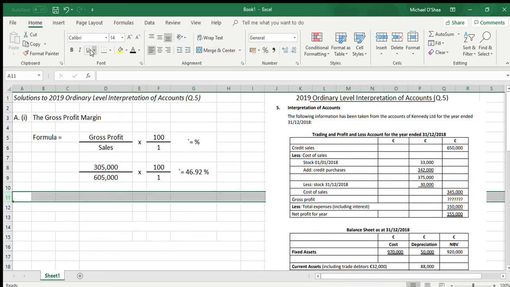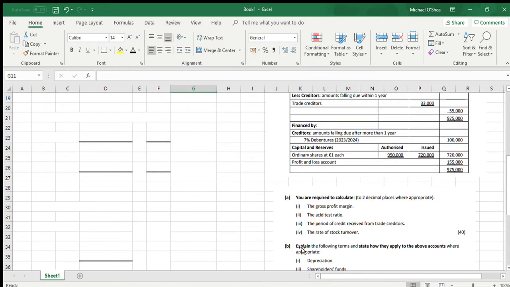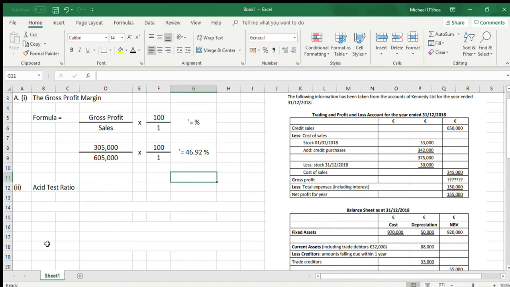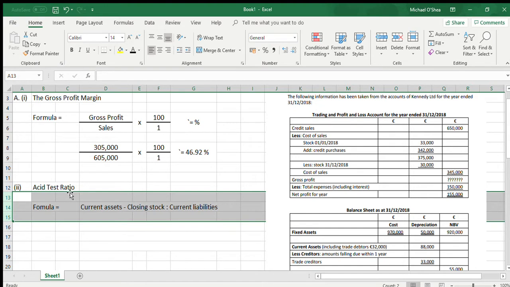The next thing I'm asked to do is my asset test ratio. So that is the second part of the question, the asset test ratio. So again, I have my formula for this here. This one's a little different. So current assets minus closing stock is to current liabilities. This is a ratio. So an example of a ratio answer would be 2:1 or 3:1.